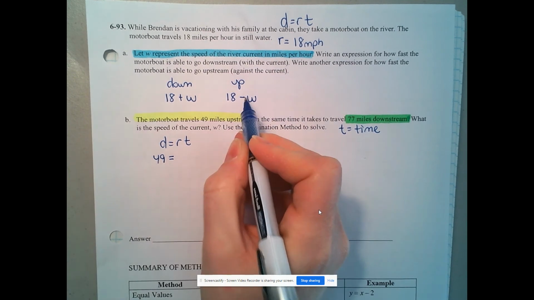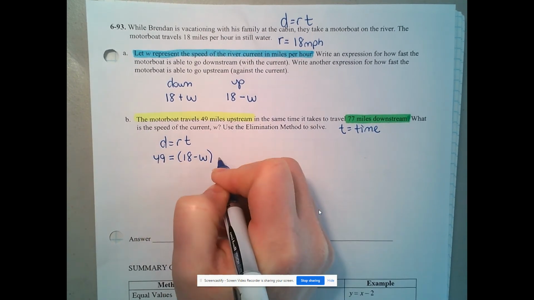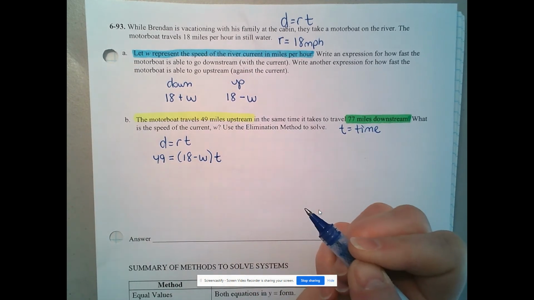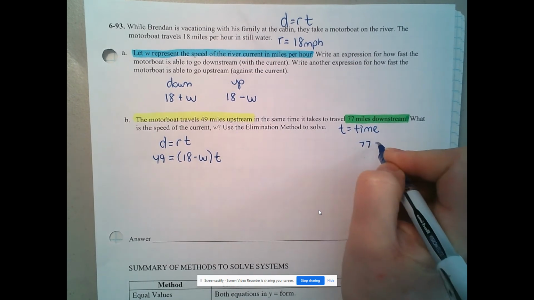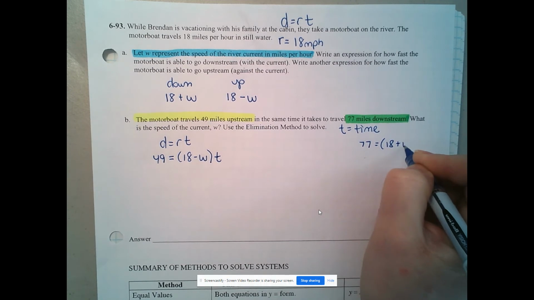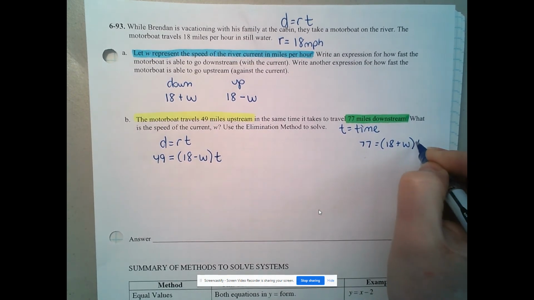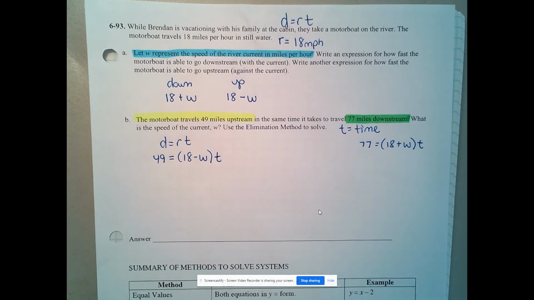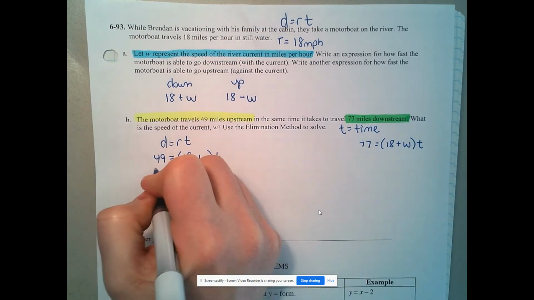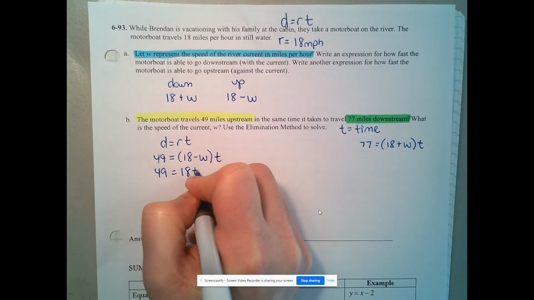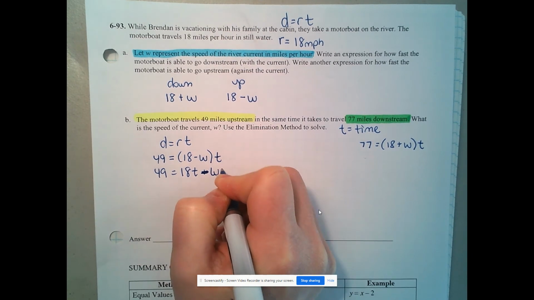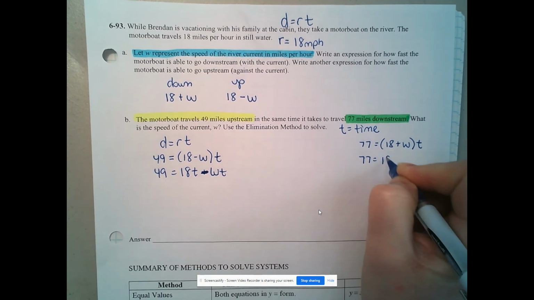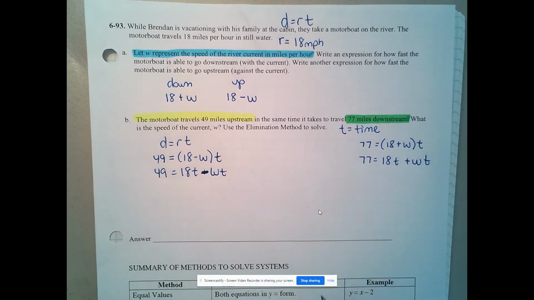So our rate is going to be upstream 18 minus W and T, whatever T is. And then we've also got the second equation, which is 77 is our distance. Our rate is 18 plus W because we're going downstream with the current, T. First thing I would suggest, because these are not going to be friendly for doing the elimination method, is to distribute. So 18T minus WT. And then this one's going to be 77 equals 18T plus WT. And the reason for that setup, notice one is minus WT, the other one is plus WT.